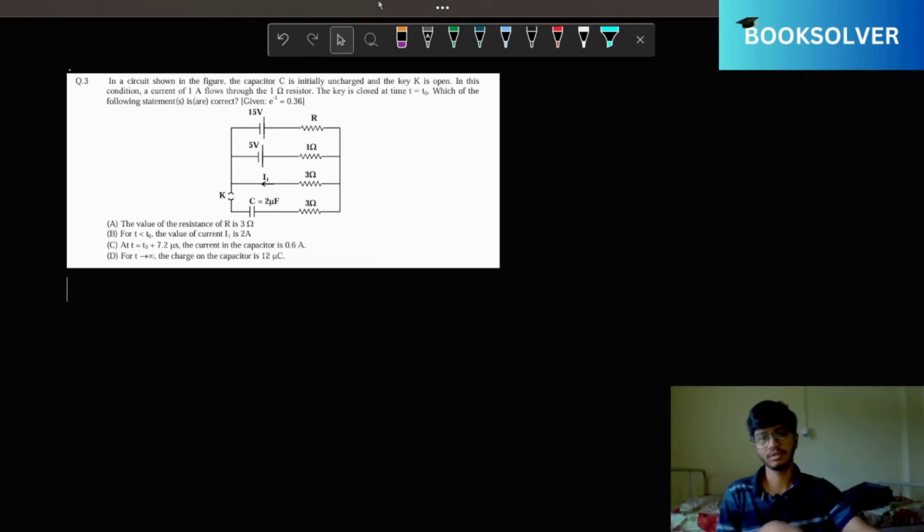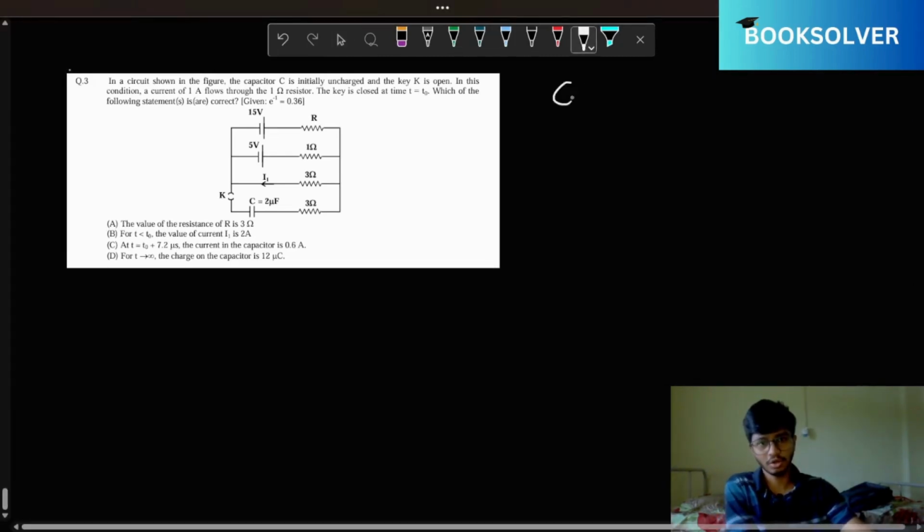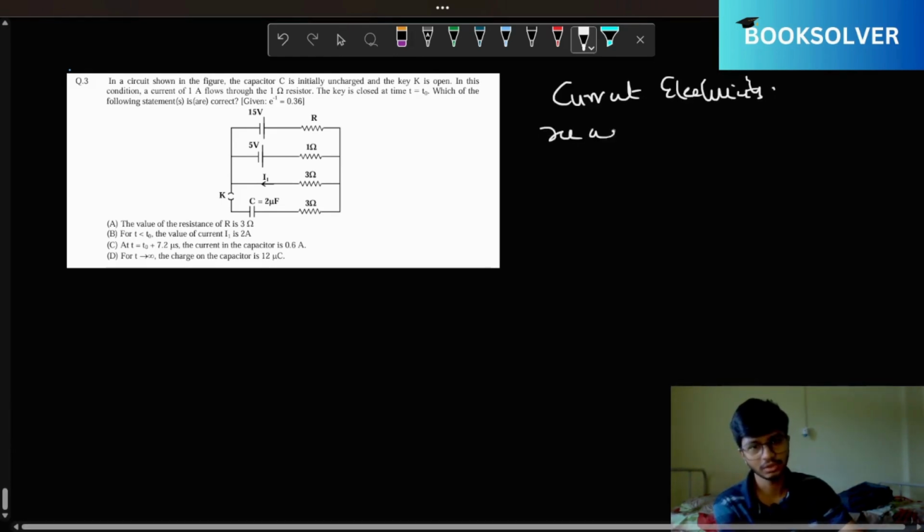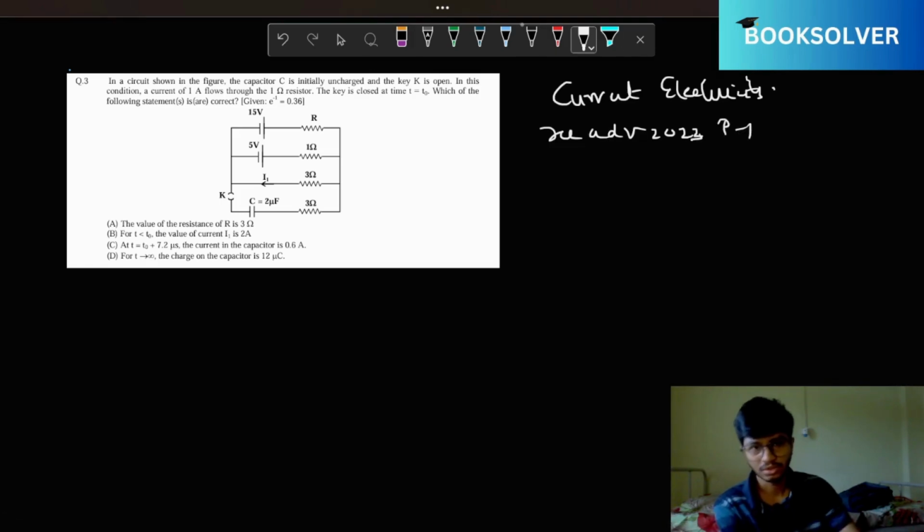Hey everyone, the given question is from the topic of current electricity. The question is from JEE Advanced 2023, paper 1. So this is the question.